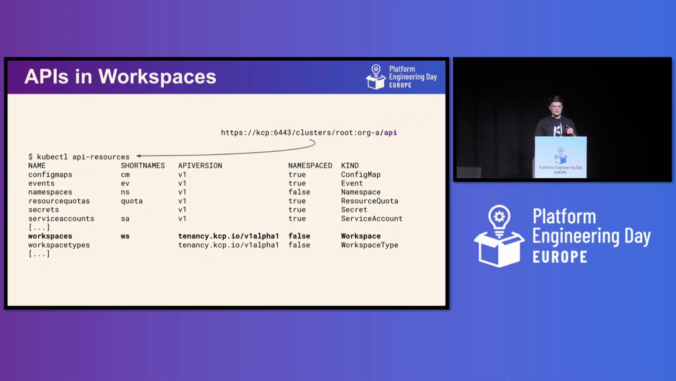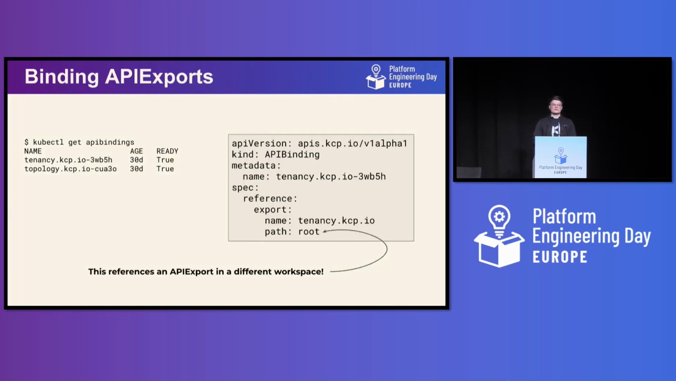And there's also a resource type called Workspaces in here. And this is essentially the way that you can stack your logical clusters into each other. Because if you're in a specific workspace and you create another workspace in that, on the API, then you get a child workspace. So this is how you basically go down the tree. And Workspaces, this tenancy KCP IO API that you see, is delivered exactly the same way as you, as a platform engineering team, would deliver additional APIs.